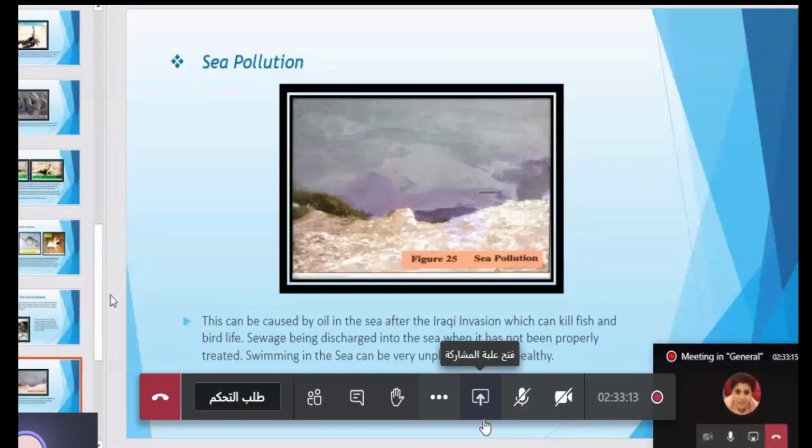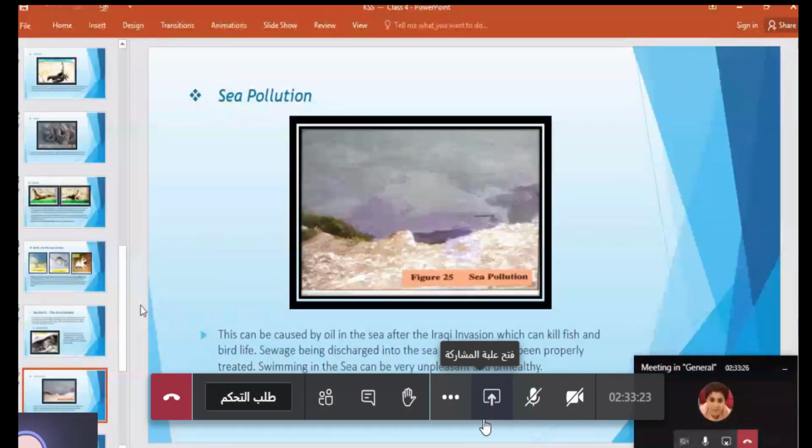Many fishes and birds were being killed and sewage was being discharged into the sea where it was not being properly treated, children. They let everything into the sea and because of this many fishes and birds were killed. Swimming in the sea was very unpleasant and unhealthy.